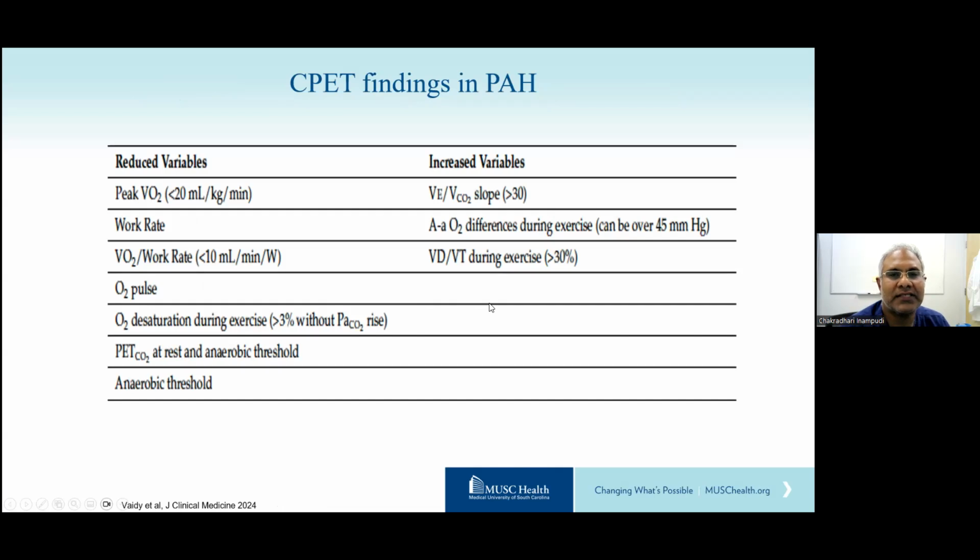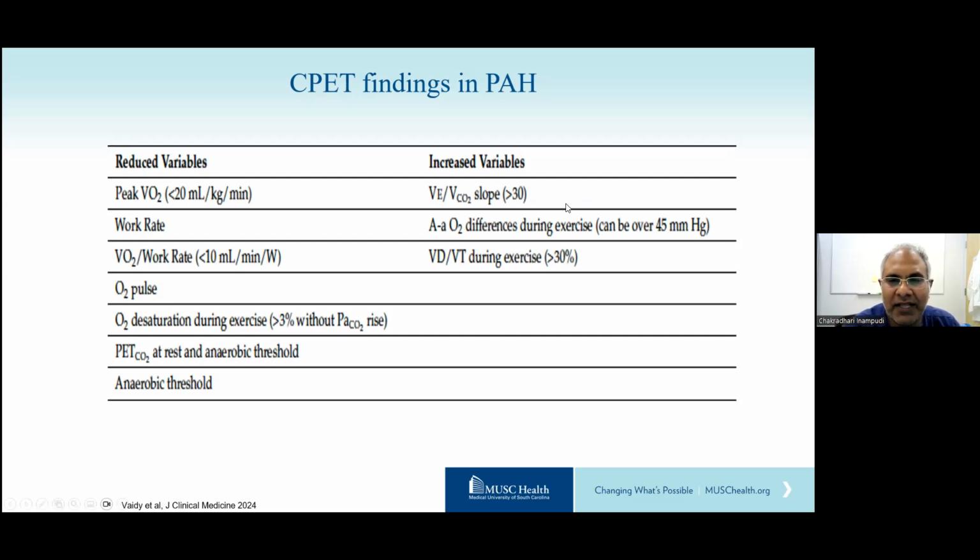So putting all the data into a summary, common things in CPET are some of the reduced variables, which include the peak VO2 less than 20. And just a quick recap, less than 10.4 indicates poor prognosis in PAH. And if your VO2 to work rate ratio is less than 10 ml, that also indicates poor prognosis. And O2 desaturation during exercise greater than 3%. Generally, you don't see that in pulmonary hypertension due to left heart disease. And also the PETCO2 at rest and at anaerobic threshold.